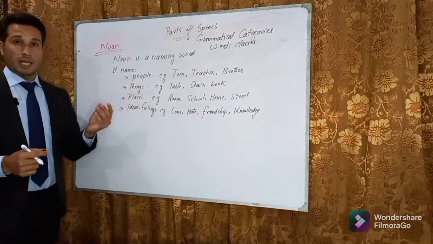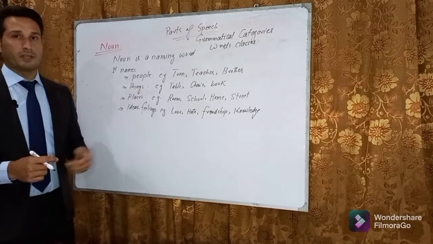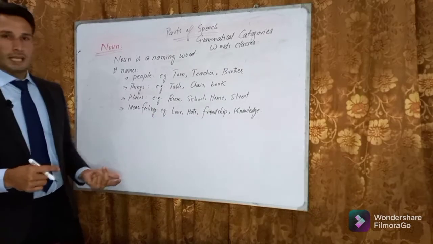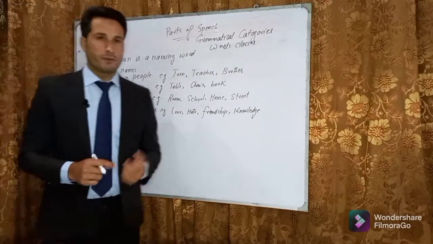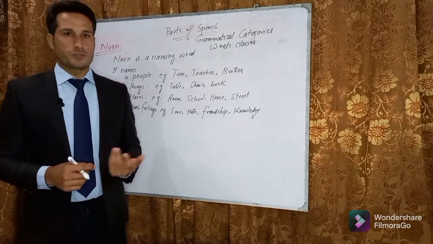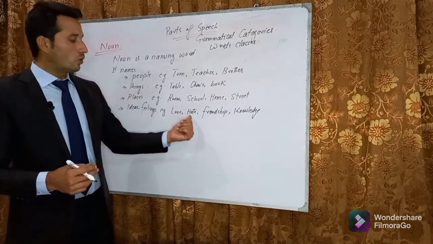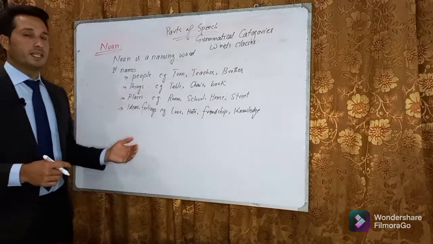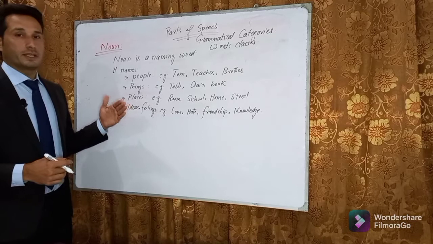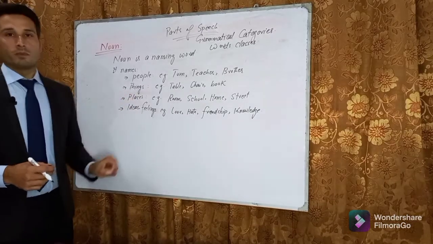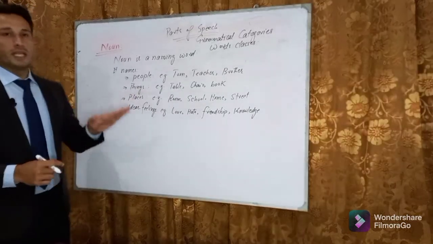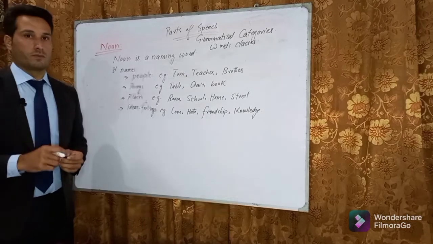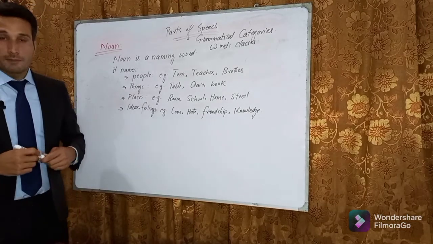Similarly, we may have some abstract nouns, ideas or feelings. For example, love, hate, friendship, knowledge, honesty, truth, etc. So these are all names of ideas or feelings. We may not see them, but we have certain names for them. So if a word names something, that word is supposed to be a noun. Now we'll move to the types of noun.